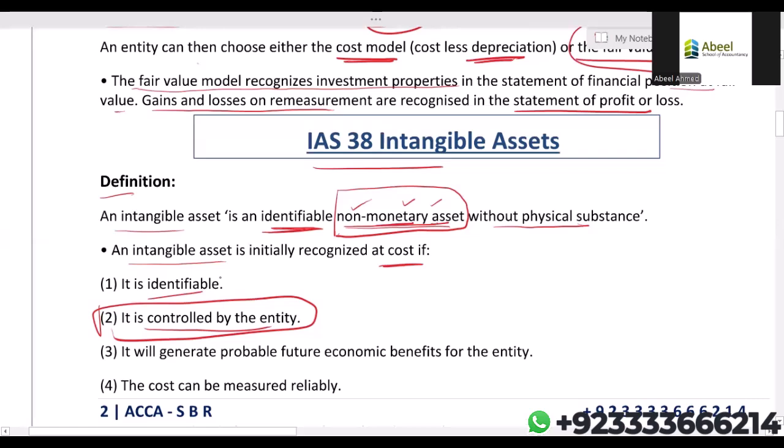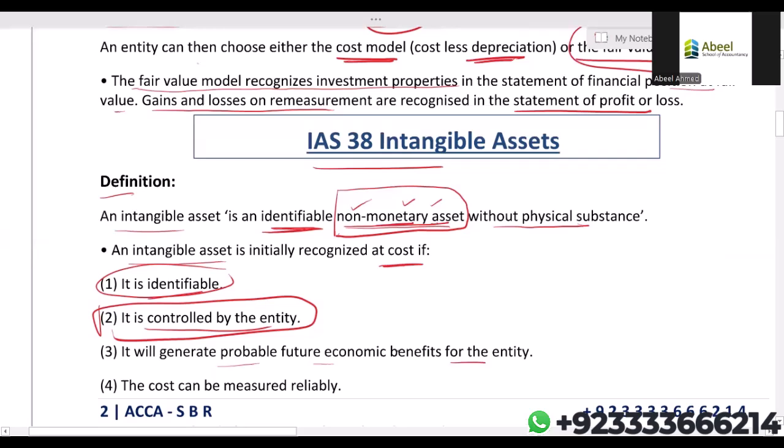When we say identifiable, it means in case of selling, you can sell it separately from other assets. It is identifiable and it is controlled by the entity. Let's say Microsoft has developed a new software. Obviously nobody else is going to prepare the same software and sell it. Microsoft has the control. It will generate probable future economic benefit for the entity.